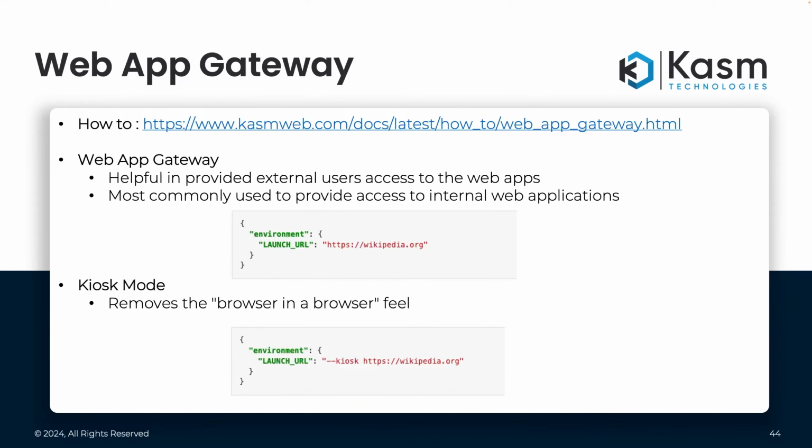So Web App Gateway or browser-based workspace and kiosk mode leverage our Docker run config override setting. For Web App Gateway, it's helpful in providing external users access to web apps while utilizing the robust authentication, security, and DLP protections of Chasm workspaces. While most commonly this is used to provide access to internal web applications, any web app can be accessed in the same manner as long as the Chasm workspace's deployment has network access to it.